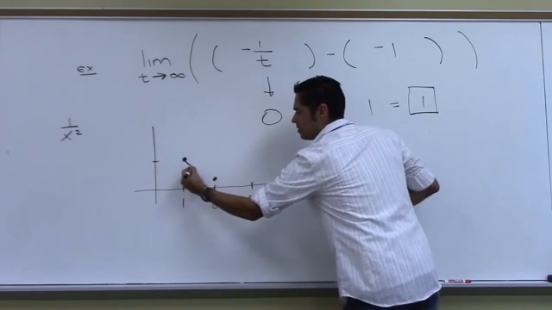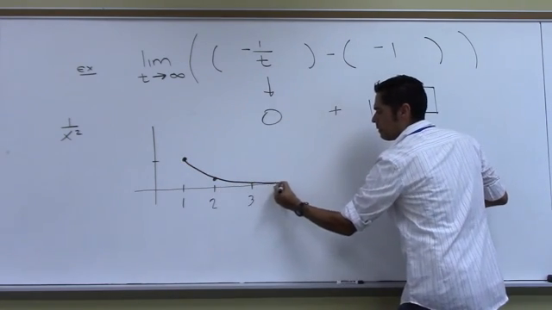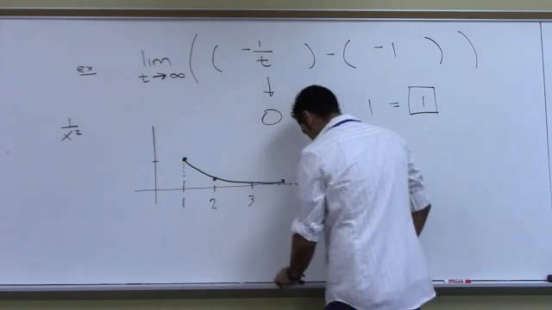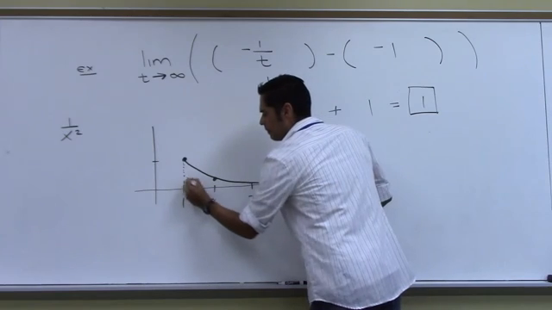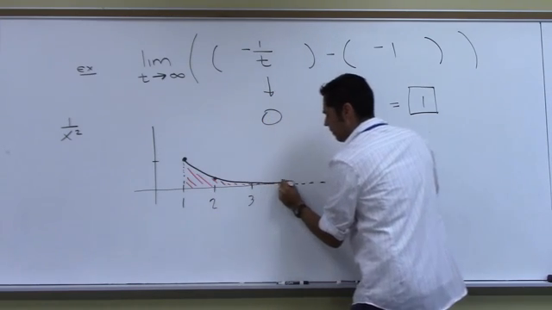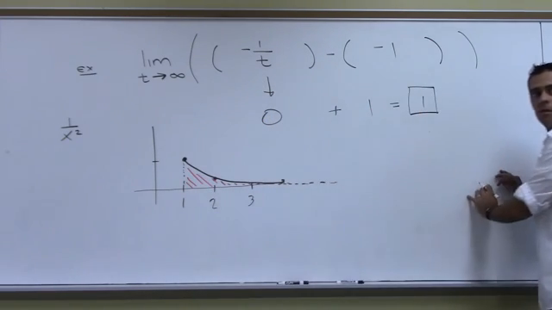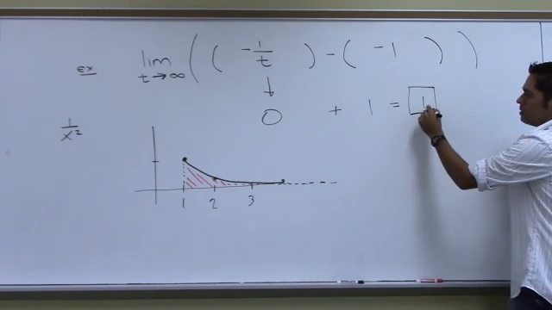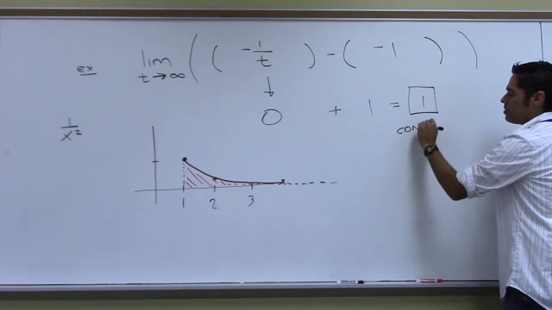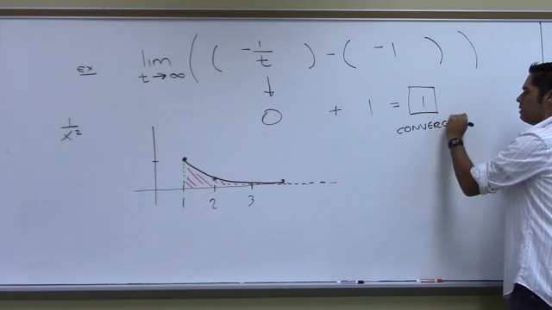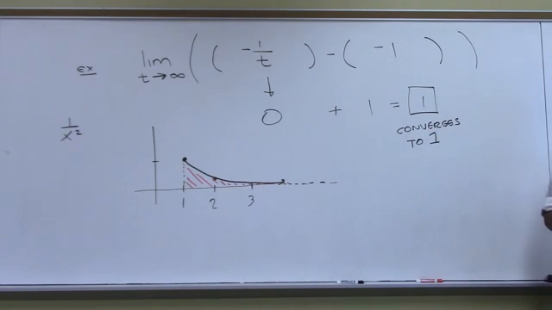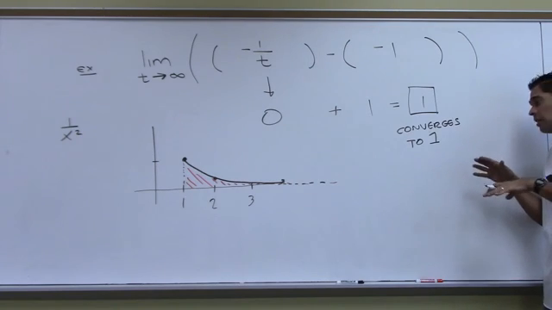So if I were to take this asymptotic function and try to compute the area under this thing forever, what I can tell you is that that area converges to 1. That means it gets very, very close to 1.